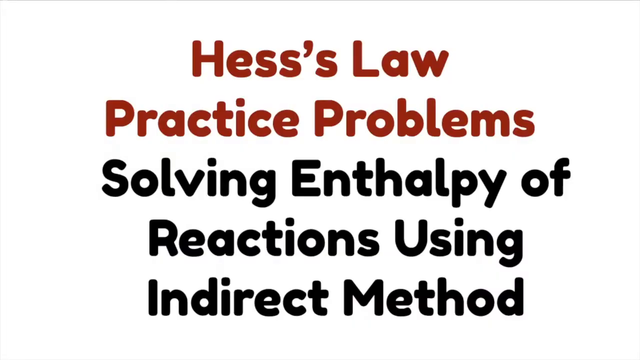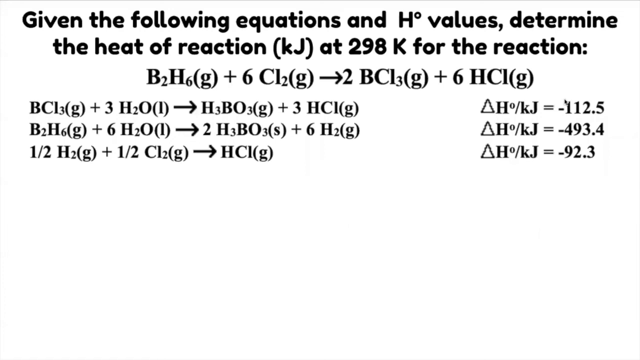I'm so excited. This is also called the indirect method of solving enthalpy of reactions. So let's have the first one. Given the following equations and heat of formation values, determine the heat of reaction at 298 Kelvin for the reaction B2H6 plus Cl2 yielding 2BCl3 plus 6HCl.